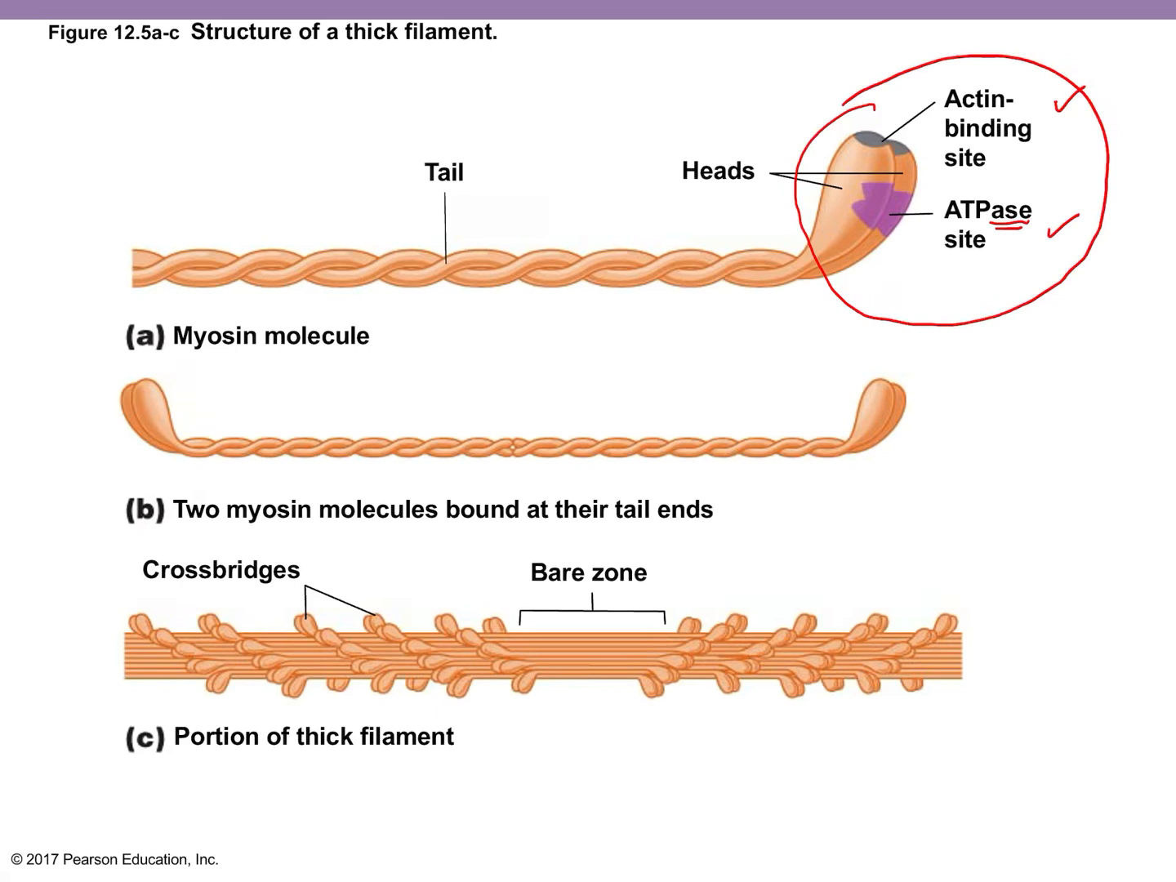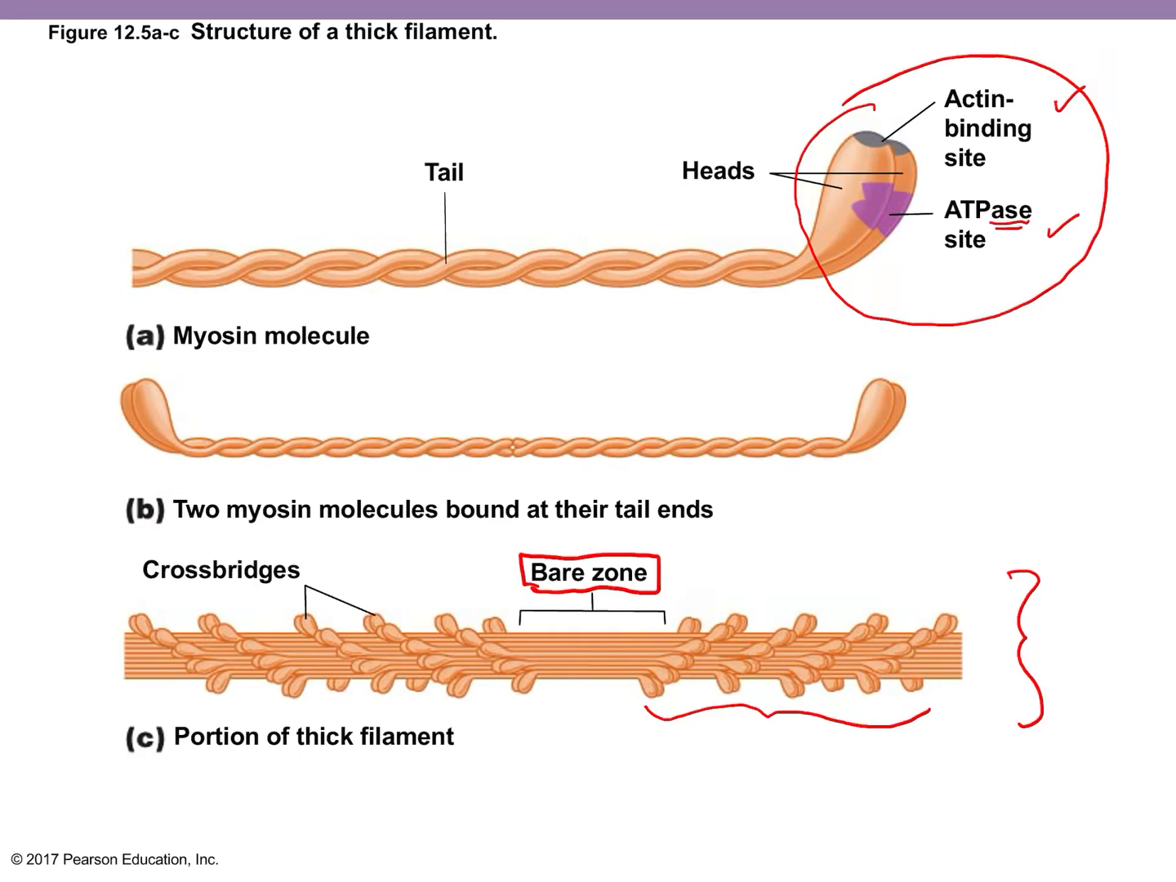We can see that the way the whole filament is put together, you have a lot of these myosin filaments bound together, and the heads are part of the zone that binds to actin and is actively taking part in the contraction. But in the middle, there's a bare zone, where we don't have any myosin heads, so it's not going to be active in contraction.